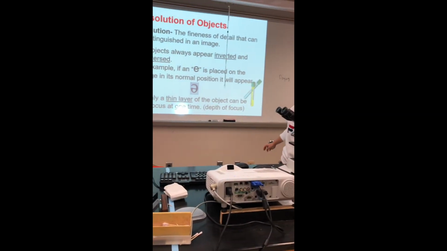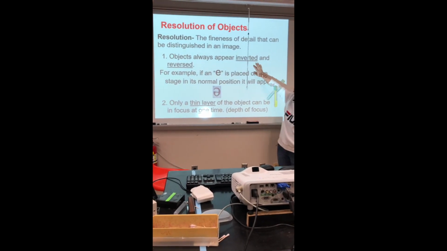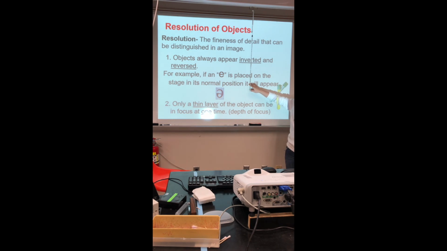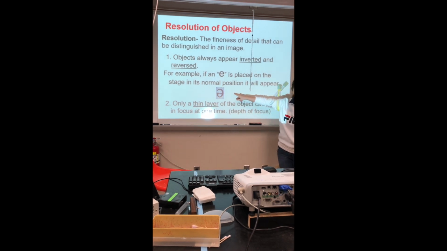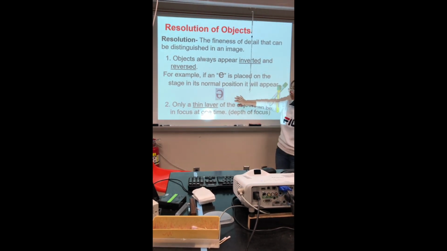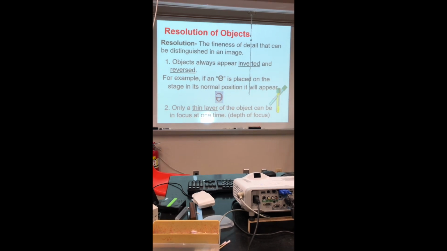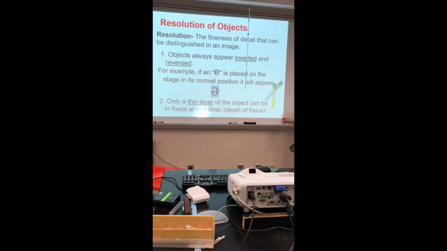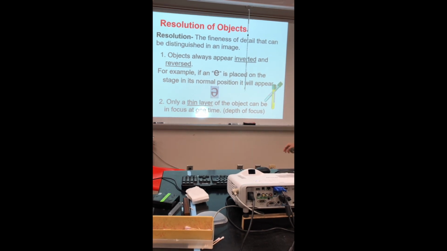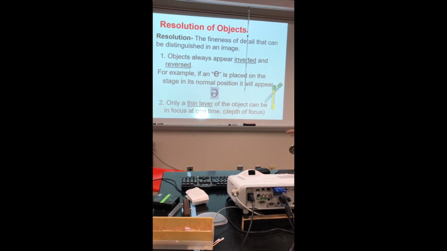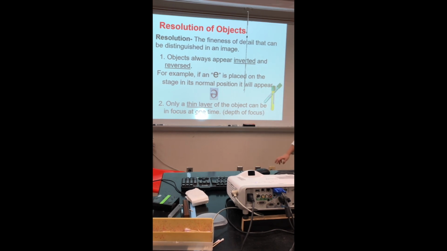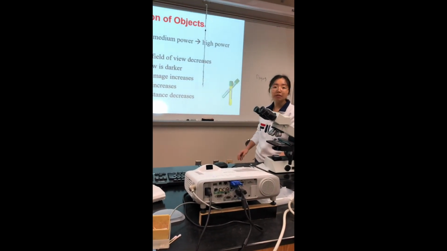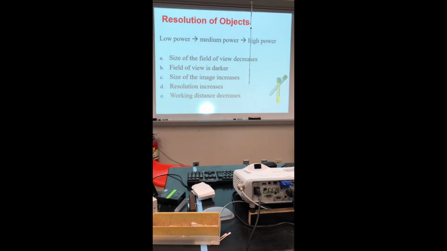And this is what I mentioned, inverted and reversed. If you view an E here, the final image should show like this. Again, a very thin layer would allow the light to penetrate through. And this is talking about the depth of focus. Carefully read the slide. If you have any question, just let your TA know.